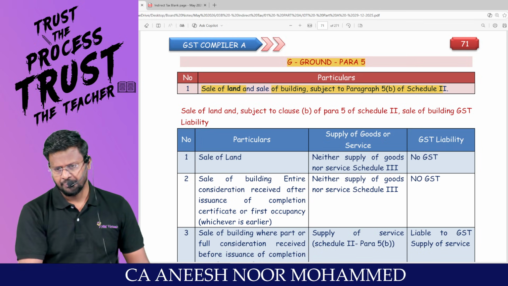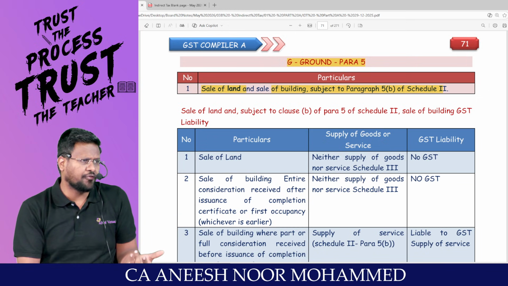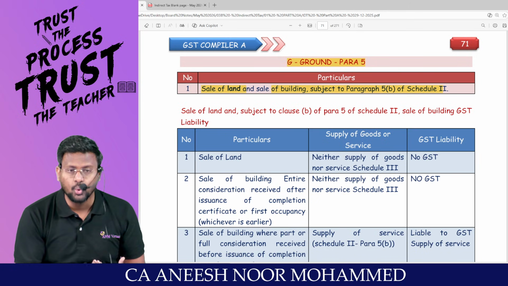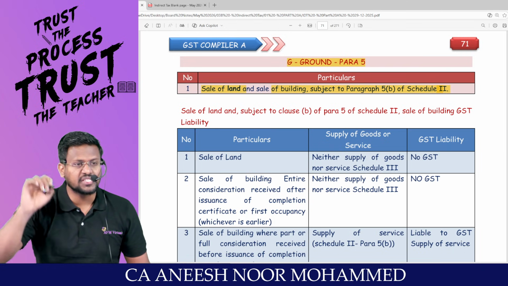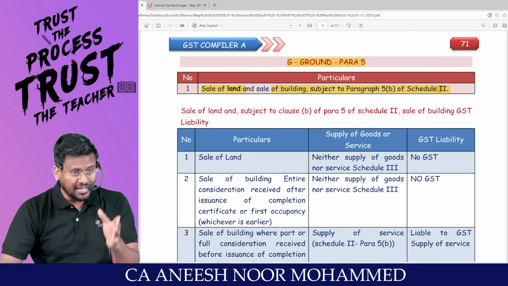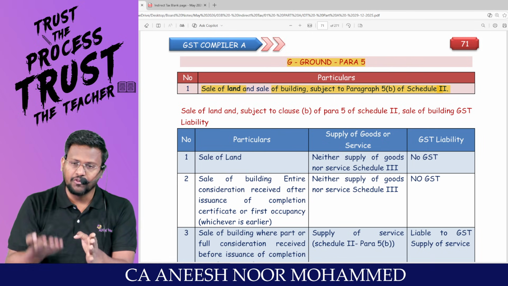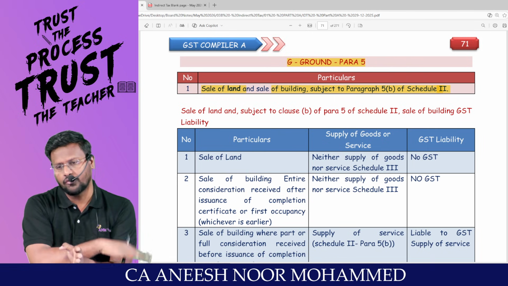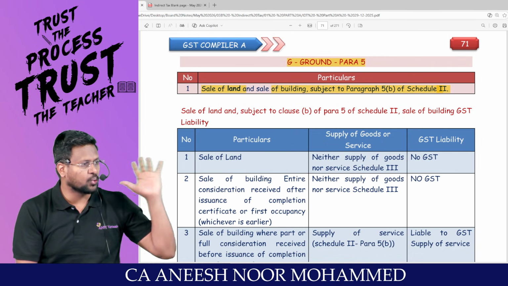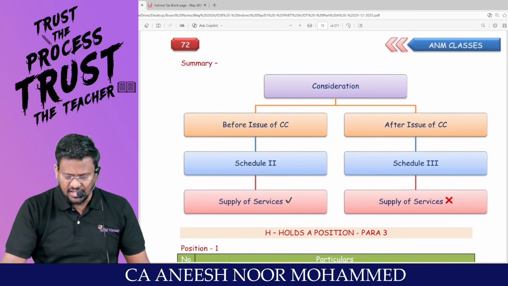Sale of building: I cannot say that sale of building is always neither supply of goods nor supply of services. It is subject to para 5B of Schedule 2. So you have to go and check whether that sale of building falls in Schedule 2 or not. If it falls in Schedule 2, it will not fall in Schedule 3. If it does not fall in Schedule 2, it will fall in Schedule 3. Are you all really with me? That's what, my dear lovable students, G stands for land.